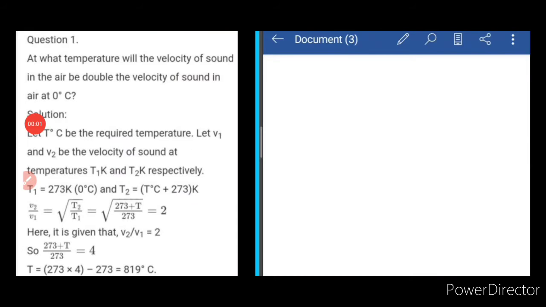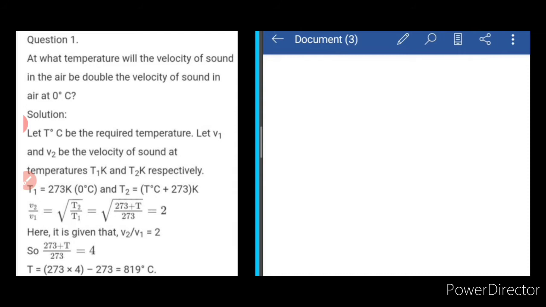Now let's see the first solved problem in your textbook, under the lesson Unit 5 Acoustics. The first question is, look into the screen children. At what temperature will the velocity of sound in air be double the velocity of sound in air at 0 degrees C?